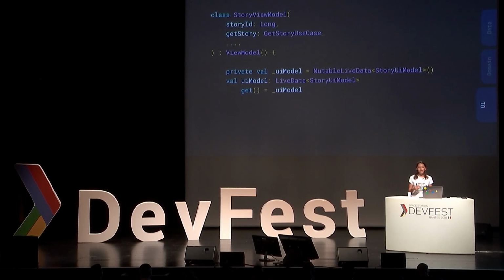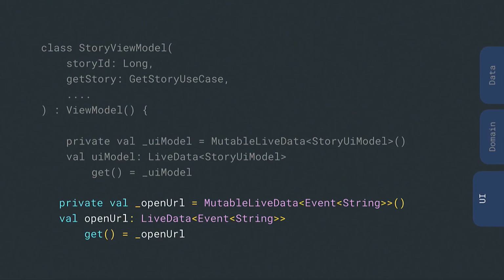OK, so in the implementation of the view model, we would expose a live data of a story UI model. We would also use a mutable live data as a backing property because we wanted to make sure that only the view model is the one that modifies this live data, and the live data that's consumed by the activity can't be modified by it. And we're exposing separate live data for events. So for example, if you want to open a URL or show a notification, we would expose live data of an event.